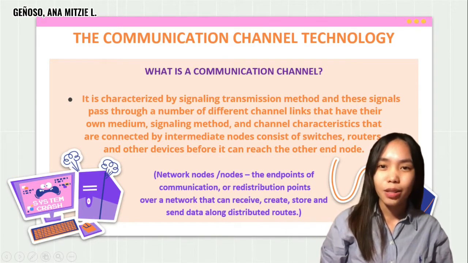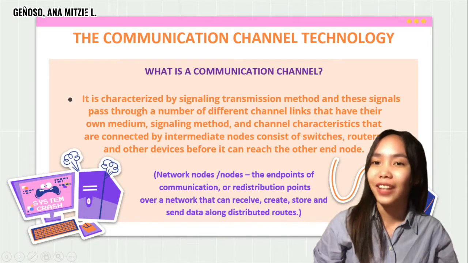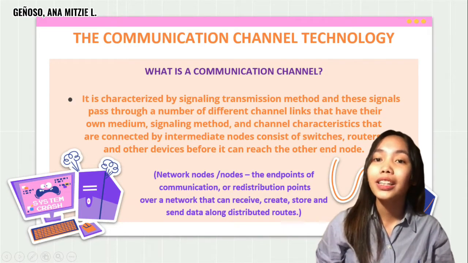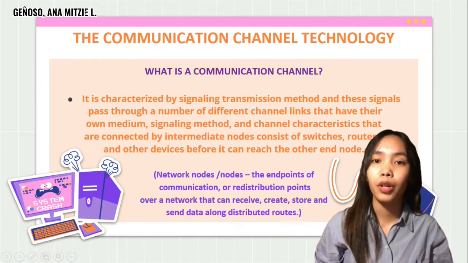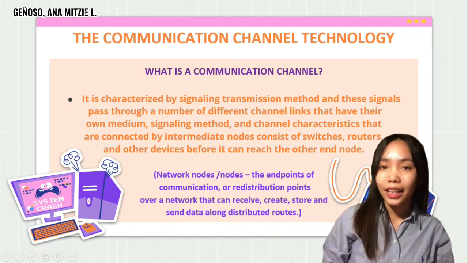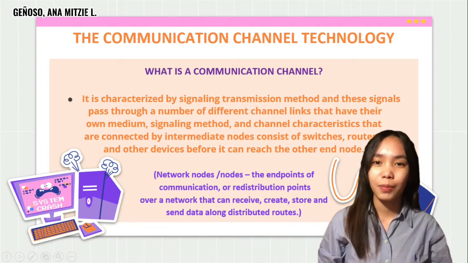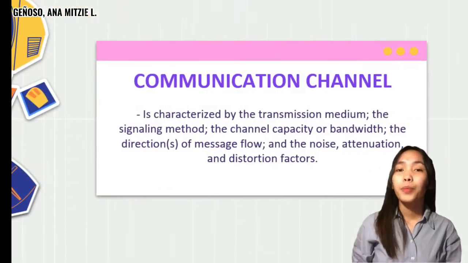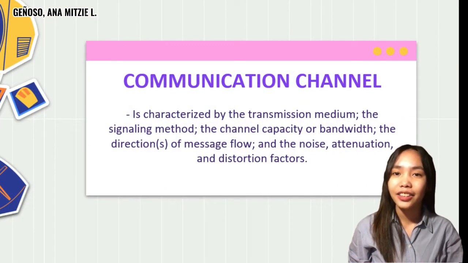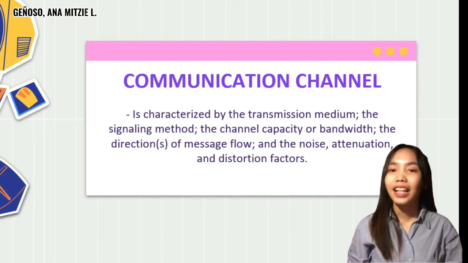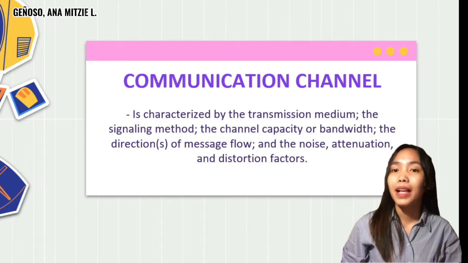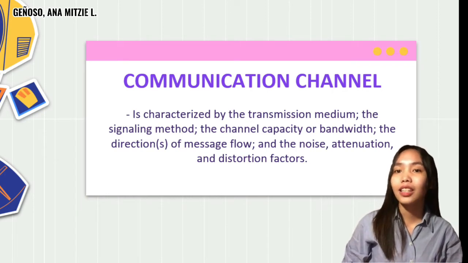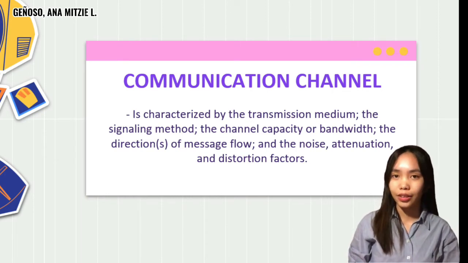As we can notice, the word node is redundant, right? The word node, or network node, signifies the endpoints of communication or distribution points over a network that can receive, create, store, and send data along distributed routes. Basically, the communication channel is characterized by the transmission medium, the signaling method, the channel capacity or bandwidth, the direction of the message flow, and the noise, attenuation, and distortion factors.